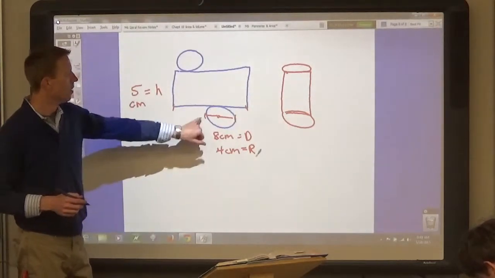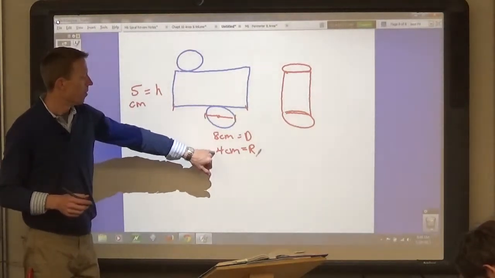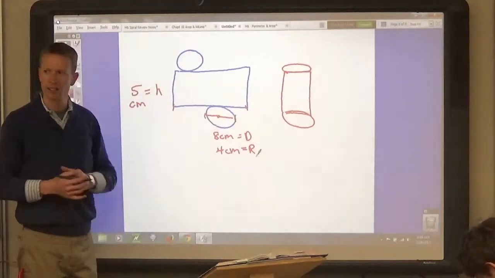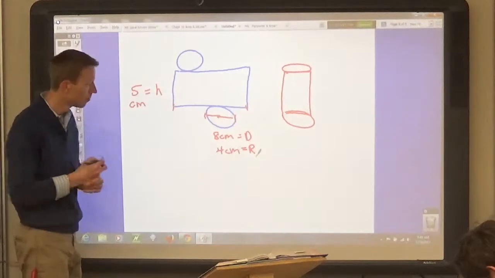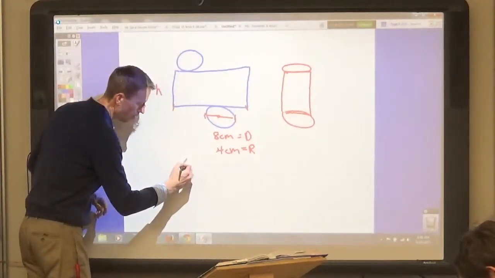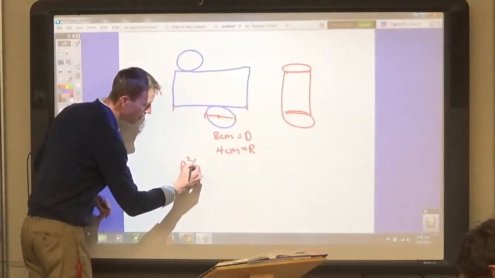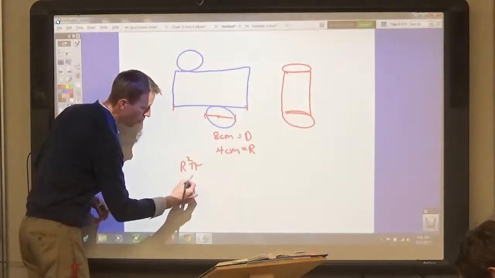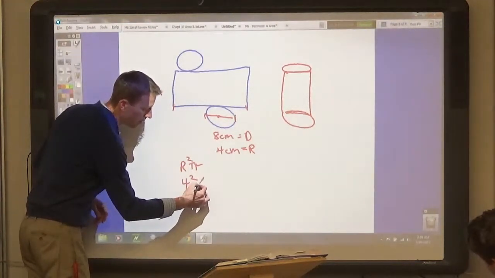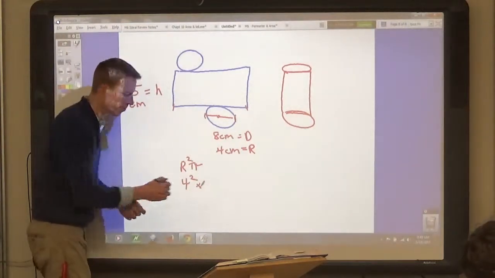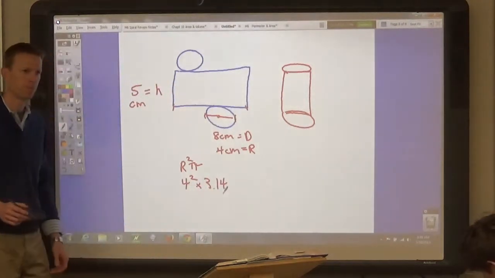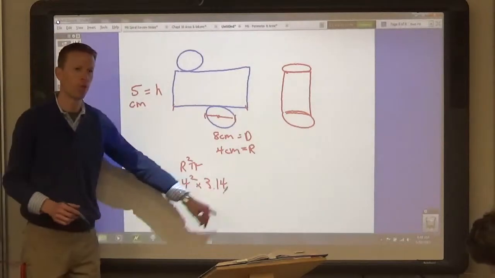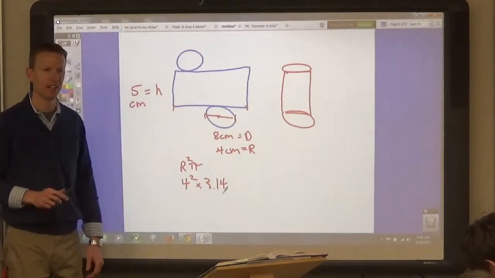So, the area of the circle then is what? How would we find that? Chase? Okay, 3 times 4 by 4. Yep. So the radius squared times pi, right? 4 squared times pi, 3.14. Yep. And we're going to use 3.14 for pi. Okay?